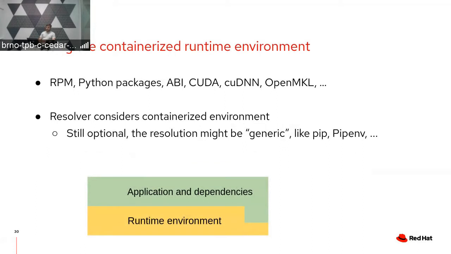Okay, so the resolver really tries to fit the containerized environment. So we have application dependencies that are resolved on the Python layer. The application again can be a Python application, and this application uses dependencies. Python projects can use, for example, native dependencies that can be installed using RPM, or these dependencies can rely on a certain API to be present in the runtime environment, for example, glibc.